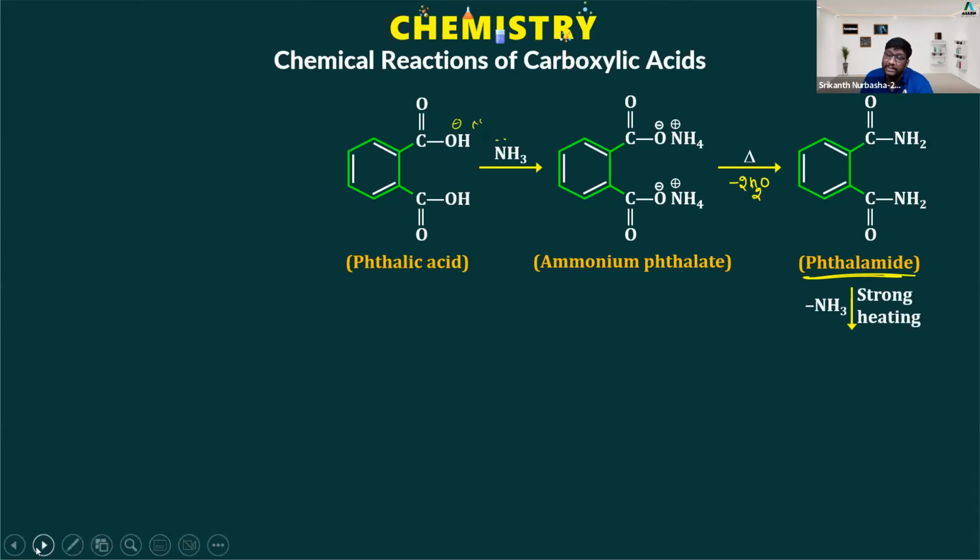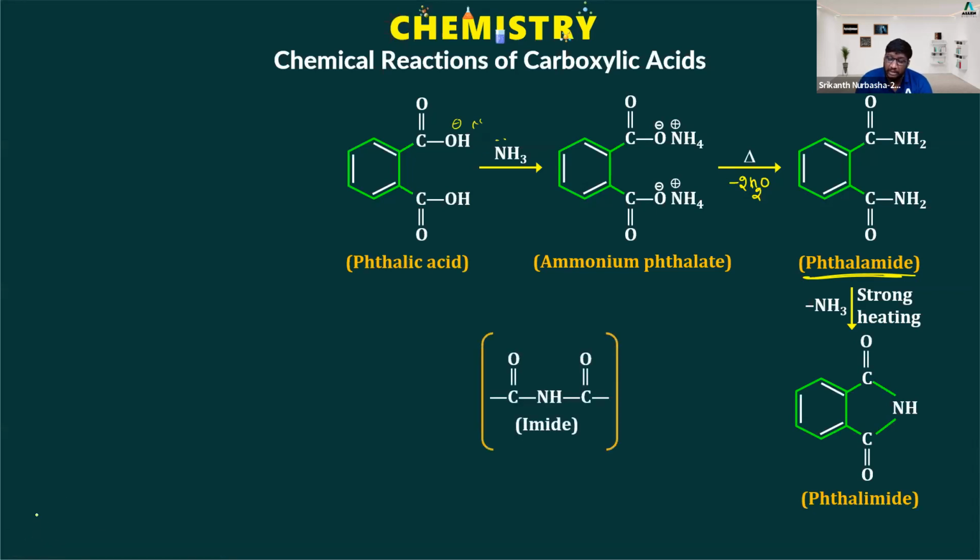If you heat the phthalamide strongly, you will lose ammonia, leading to the formation of the respective phthalimide. You know imide, phthalimide, right? Which process? Gabriel phthalimide you are going to use? Yes, sir. Yes, Gabriel, sir. Using Gabriel phthalimide, can I prepare aromatic amines? Yes, sir. Yes or no, Nandana?